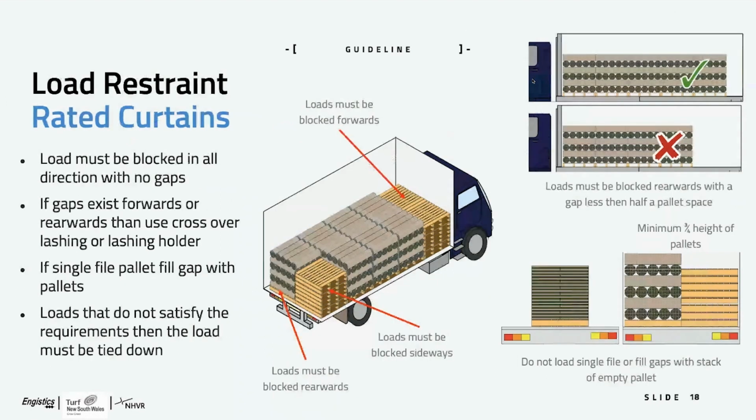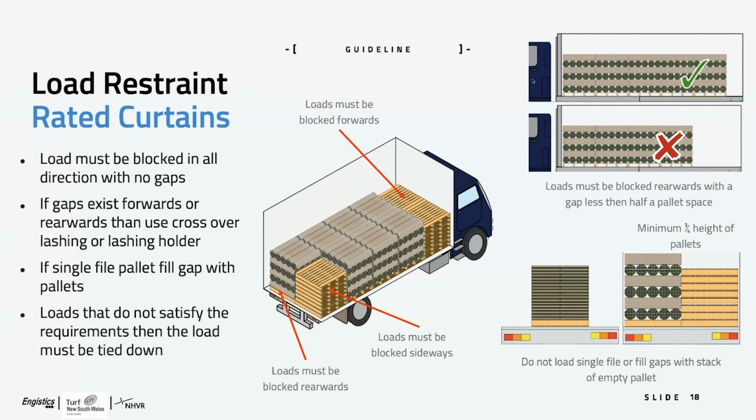So what we want to do is make sure, where possible, we're blocking all the gaps, forwards, rearwards, and sideways. Therefore we can use the rating on the curtain to provide that sideways restraint. We want to make sure we have at least a 200 mil gap to the front at maximum, or we have to tie down that strut. We want to block to at least 3/4 of the pallet height, and to the rear we want to have no less than half a pallet space between the rear load and the door.